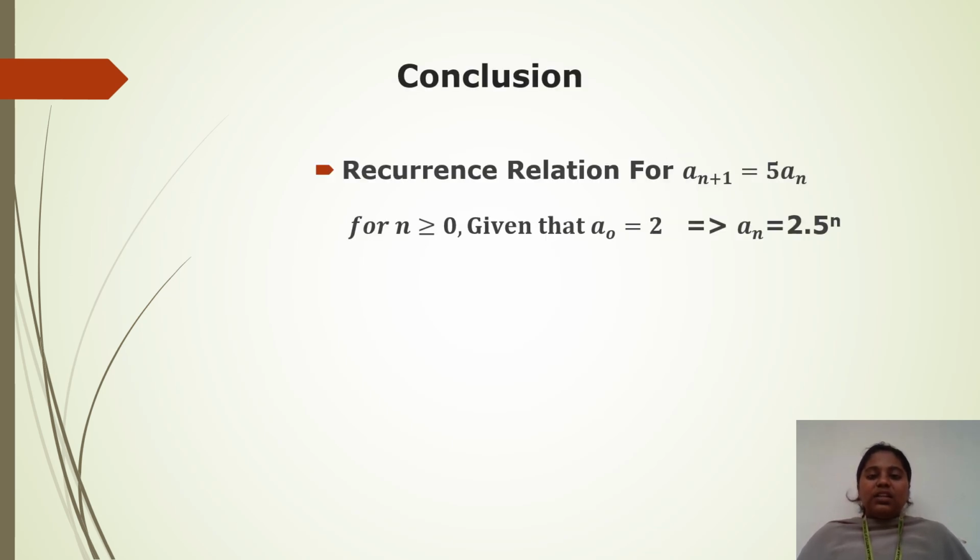Conclusion. The recurrence relation a_(n+1) equals 5 a_n for n greater than or equal to 0, given that a_0 equals 2, has the solution a_n equals 2 times 5^n.